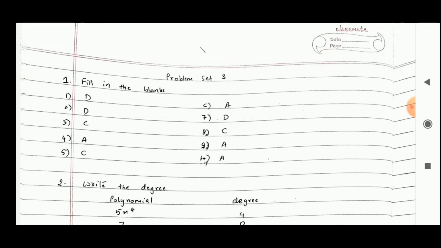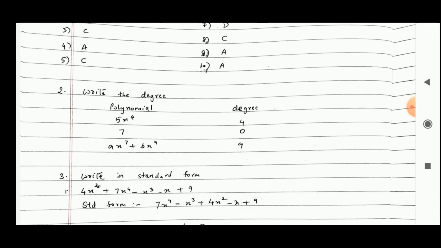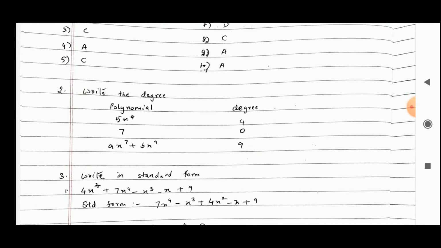Now, which of the following is a linear polynomial? The polynomial with degree 1 is called a linear polynomial. So, the first one, x plus 5, is the linear polynomial. Now, write the degree of the polynomial for each of the following. First one, write down polynomials in the first bracket and their degrees in the second one. So, first one it is 4, second one is 0, third one it is 9.